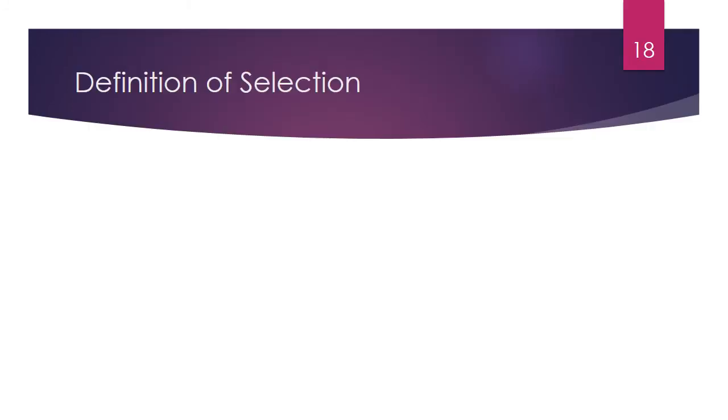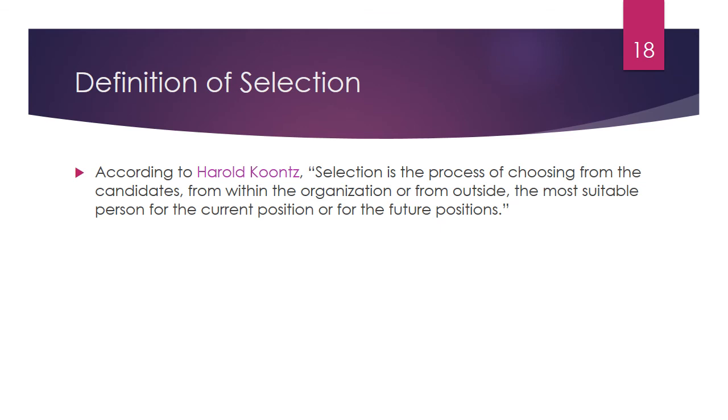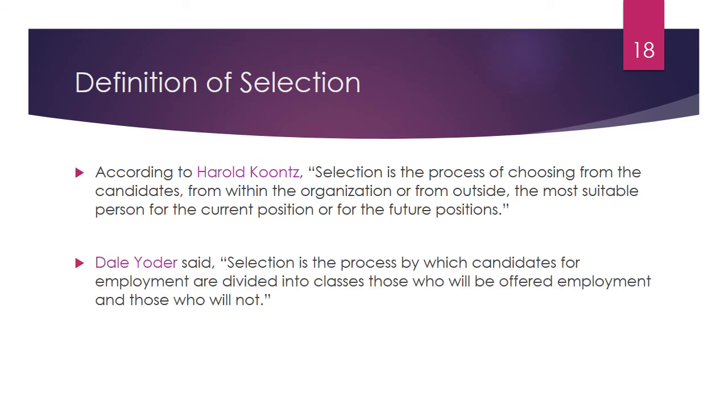Definition of selection. As per many management gurus, business tycoons, there are many definitions for selection. I have shortlisted top 3 definitions. First, according to Harold Koontz, selection is the process of choosing from the candidates from within the organization or from outside the most suitable person for the current position or for the future positions. Dale Yoder said, selection is the process by which candidates for employment are divided into classes, those who will be offered employment and those who will not.